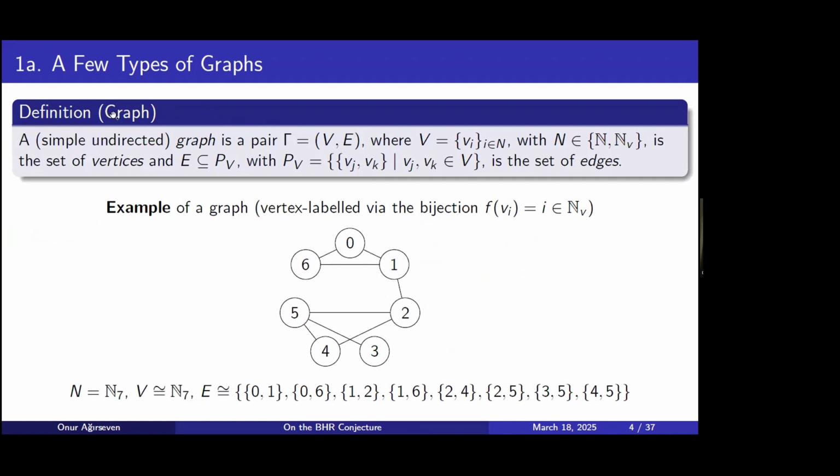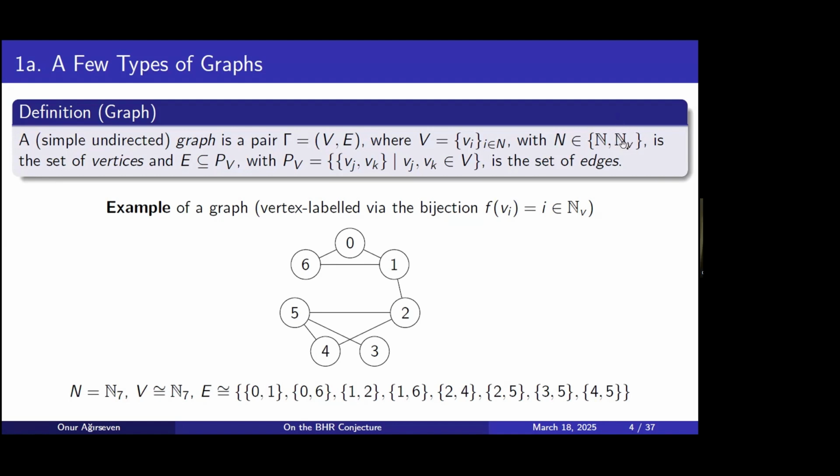I'll start with the basics, but very briefly. The definition of a graph: the graph has vertices and edges. Graphs in our case are always going to be discrete objects. So if our graph is infinite, then the indexing is going to be through the natural numbers. But mostly our graphs are going to be finite.